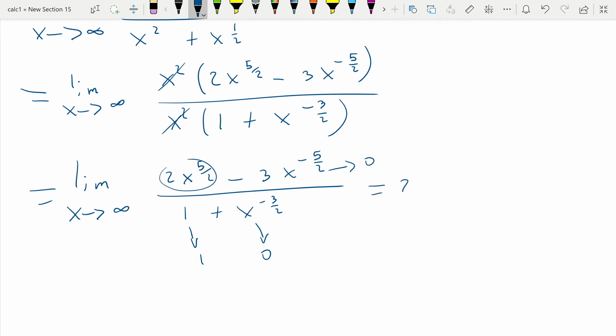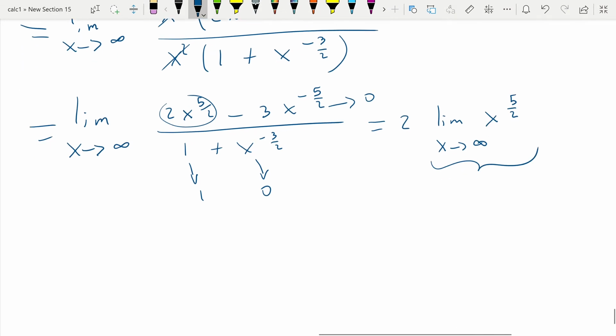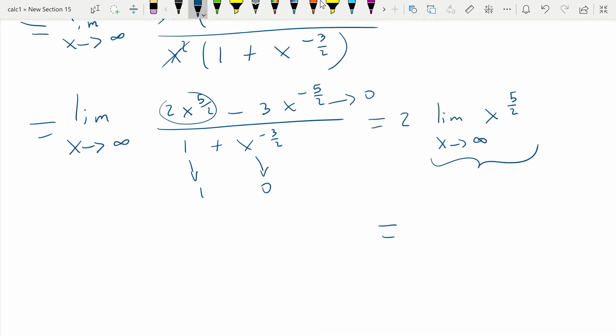So this is just 2 times the limit as x approaches infinity of x to the 5 over 2. But since 5 over 2 is positive and we're sending x to infinity, this just gives us infinity. 2 is positive, so the limit here is plus infinity.